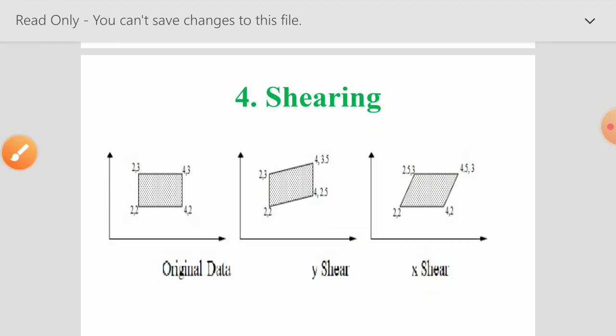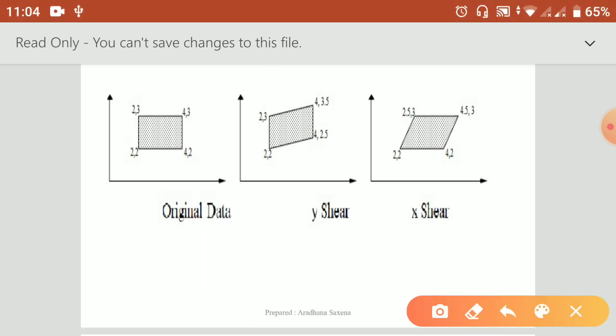Shearing. Shearing is usually applied to an object such as a square or rectangle. There are two types of shearing: x shear and y shear. In shearing, one edge is constant, like here this edge and here this edge is constant, while the other is lifted or dragged in the x direction or in the y direction.